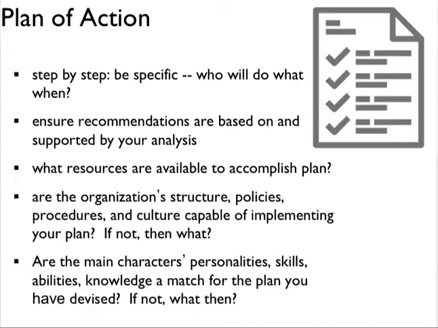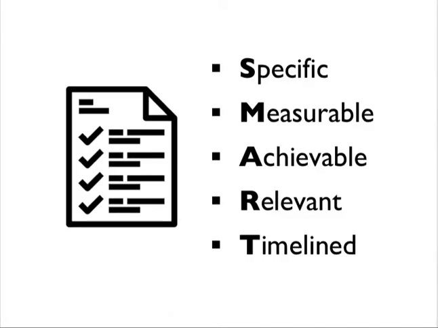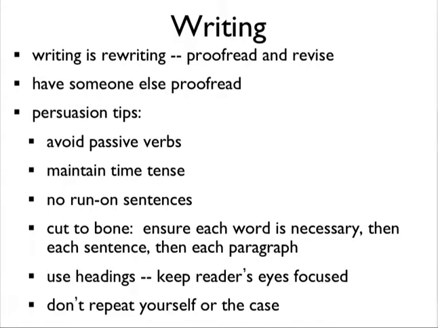Make sure that your characters or your organization is capable of implementing your plan, and if not, what resources do you think they should go out and get? And your plan should be specific, step by step, who will do what by when, measurable. You don't want to write things that are vague, like they should improve communication, or they should get along better. That's not measurable. It's got to be achievable, relevant to the situation as you've described it, and timelined. When will they do what?